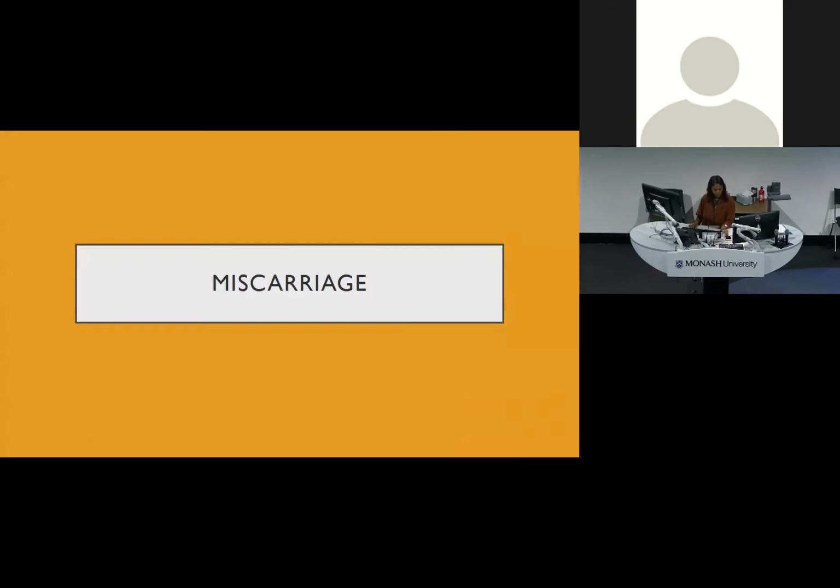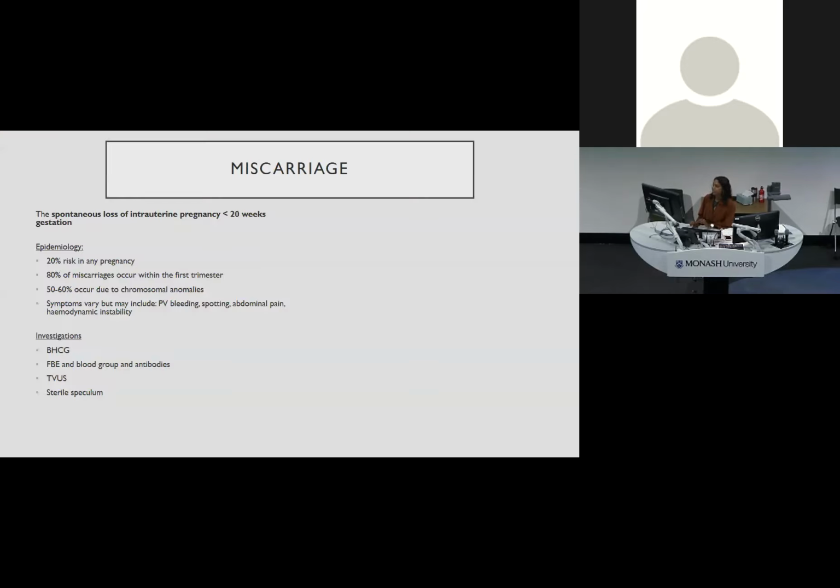Okay, moving on to miscarriages. So this is when you've had a spontaneous loss of pregnancy, again, less than 20 weeks gestation. As I mentioned, they are quite common. So 1 in 5 women will experience a miscarriage. Quite a few of those will happen in that first trimester, and it's often associated with chromosomal anomalies. In some cases of miscarriage, women don't even realize that they've been pregnant, so it might just be a delayed period in terms of what they've recognized a miscarriage to have been.